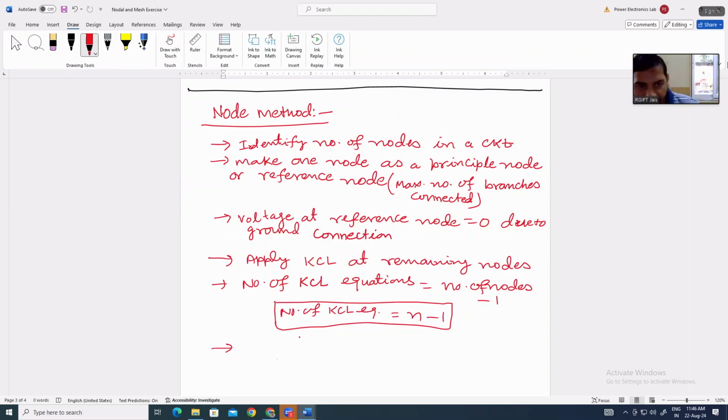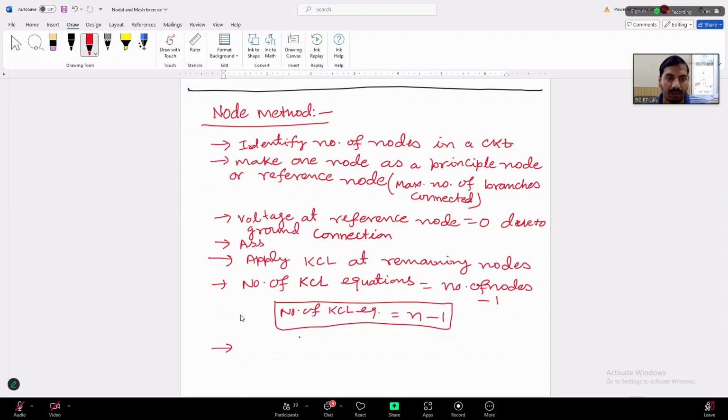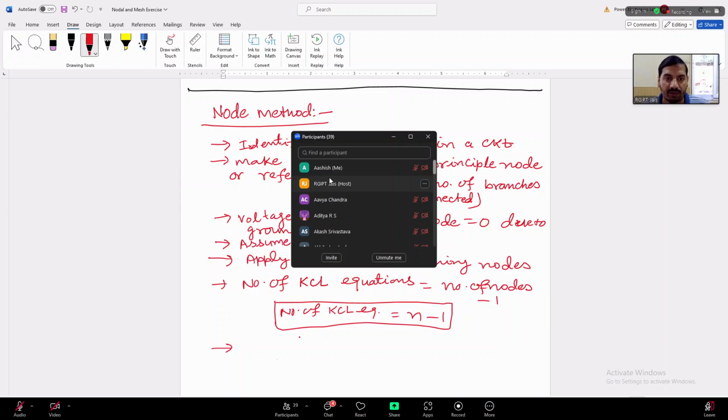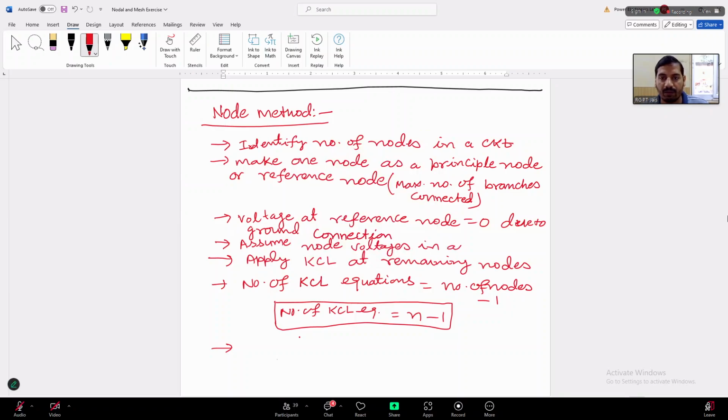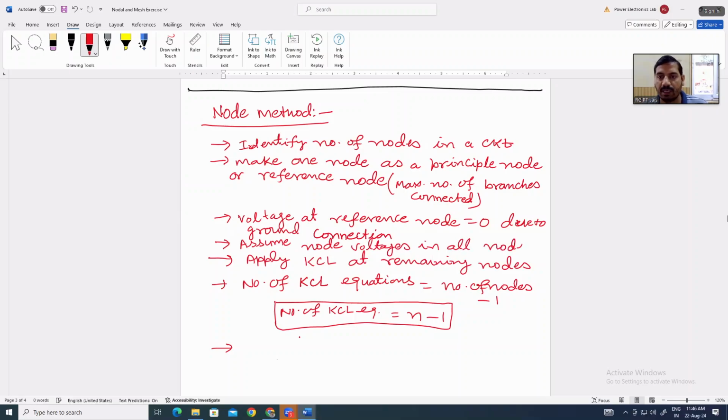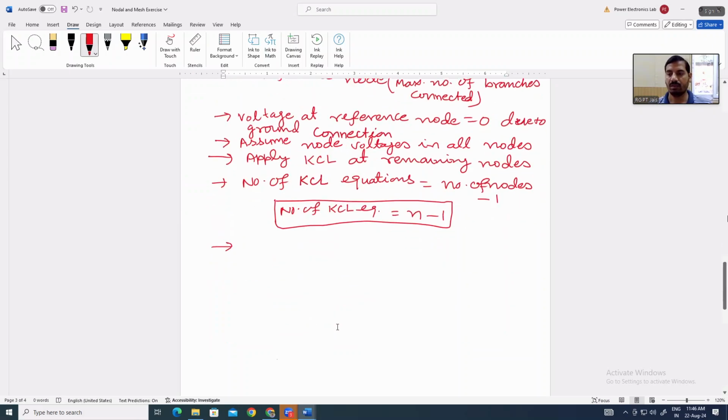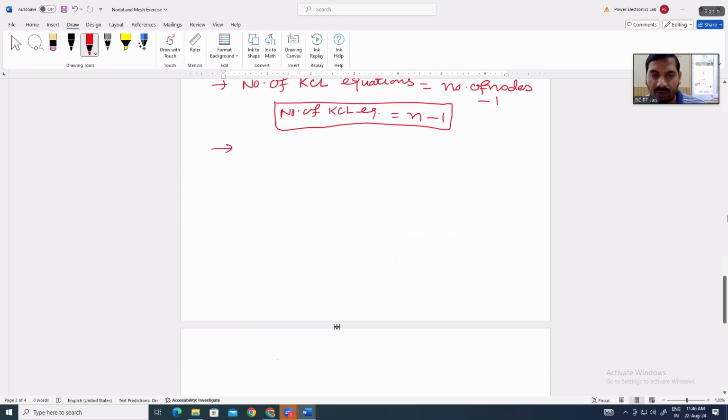सो KCL अप्लाई करने से पहले हमको क्या करना है कि नोड्स पे नोड वोल्टेजेस भी एज्यूम करना है. यहीं पे होगा एज्यूम नोड वोल्टेजेस इन ऑल नोड्स. सारे नोड पे नोड वोल्टेजेस को डिनोट करेंगे. सो दिस इज आवर प्रोसीजर.